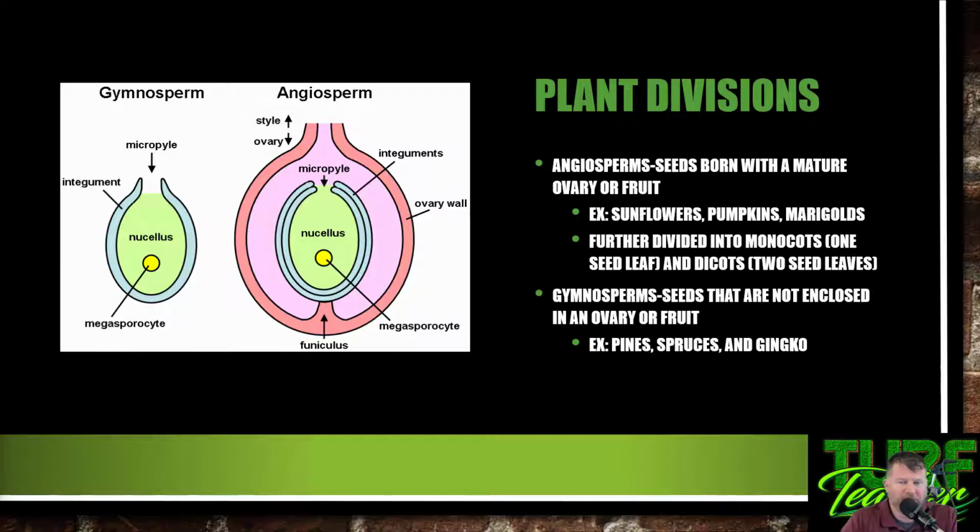With your gymnosperms, these are seeds that are not enclosed in an ovary or fruit. These would be your pines, your spruces, and your ginkgo. And the ginkgo tree is the last of its kind. It's one of my favorite trees just because of that color, the golden colors of a ginkgo tree.